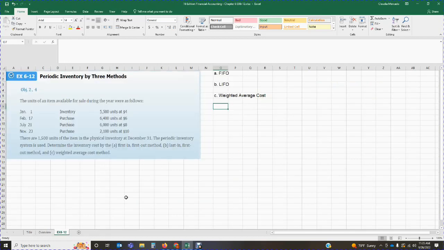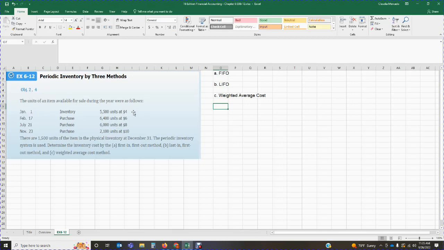So, this is the problem that we're going to be covering. It's exercise 6-12. It says the units of an item available for sale during the year were as follows. On January the 1st, we had our beginning inventory: 5,500 units at $4 apiece. On February 17th, we purchased 6,400 units at $6 apiece. On July the 21st, we purchased 6,000 units at $8 apiece. And then on November the 23rd, we purchased 2,100 units at $10 apiece.